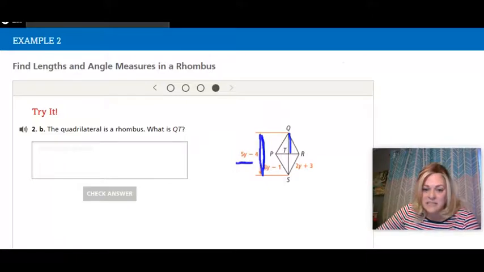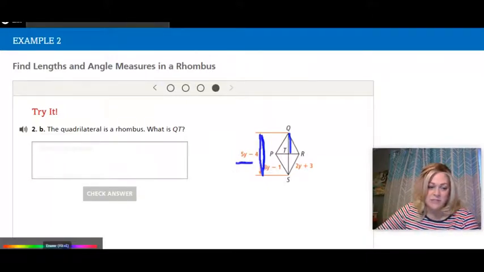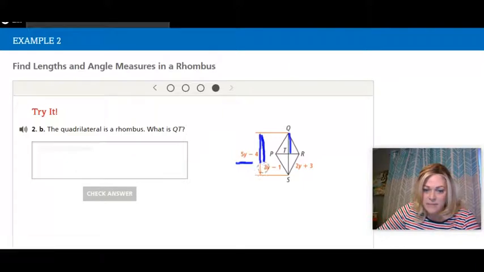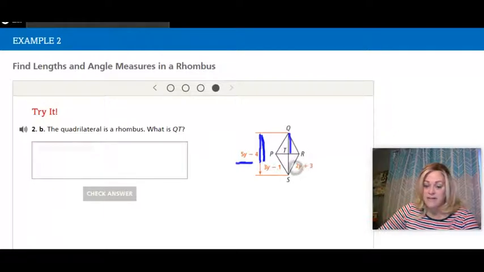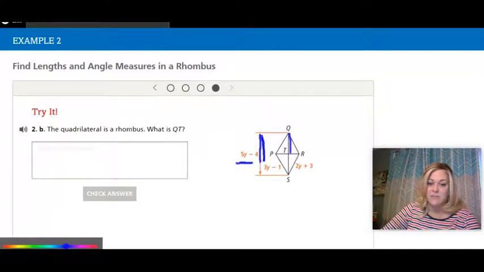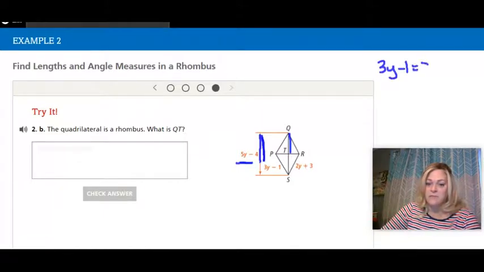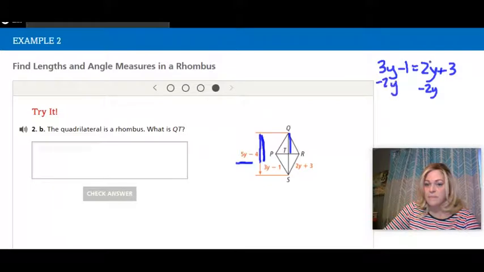Okay, so let's look at this, and it looks like I've got some measurements, and I know it's a little bit tricky. Let me erase this. This side right here, that side of the rhombus, should be congruent to this side right here on the rhombus. So let's set those equal and solve for y. 3y minus 1 equals 2y plus 3. Let's solve for y. Get y by itself. So I have y minus 1 equals 3. Add 1 to both sides, and we get y equals 4.